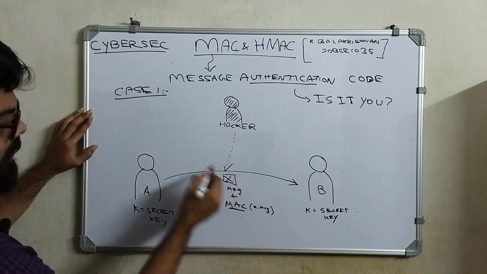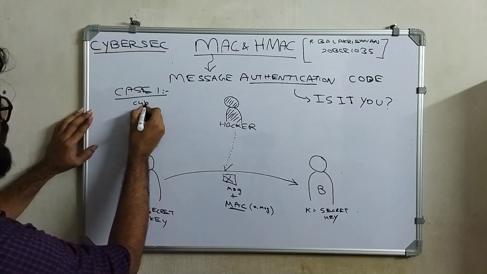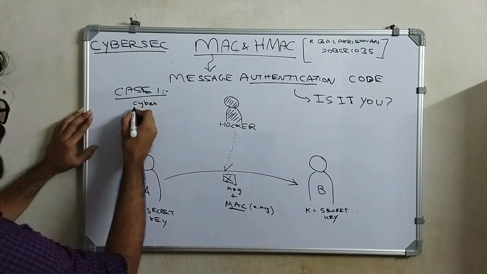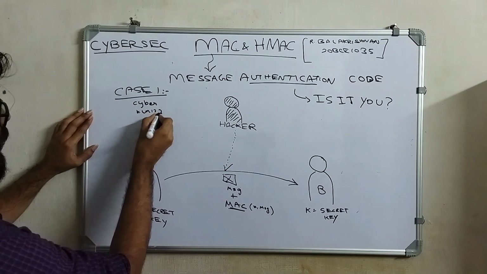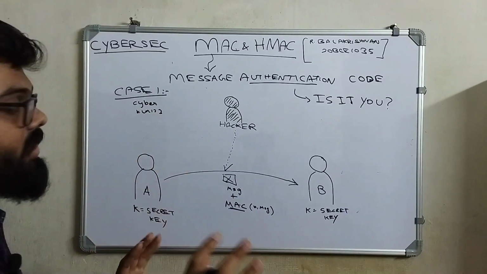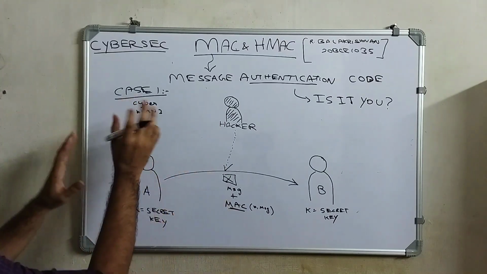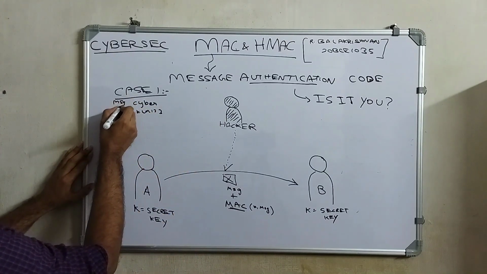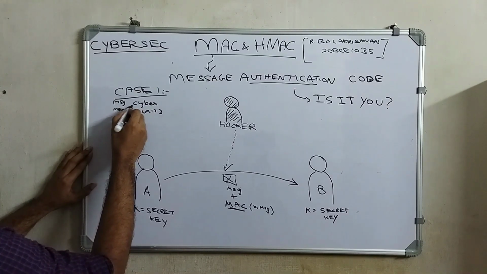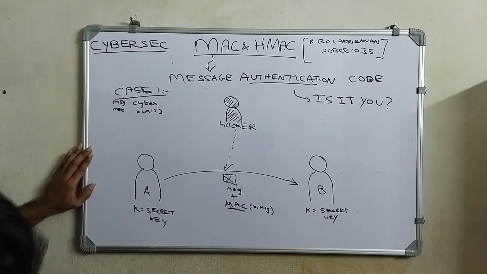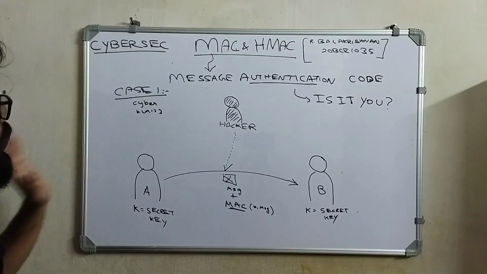Let's say he is tampering with a message. Let's assume the message is cyber, and the MAC value is KLM123. This is just an assumption, not the real values, just to explain the concept. So this is the message, this is the MAC value, and both are appended together.